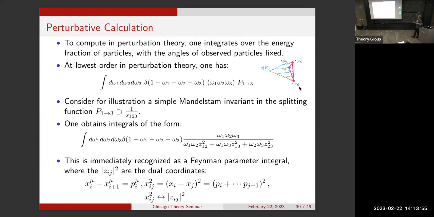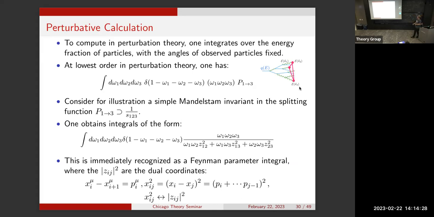If you think about what you're actually doing when you compute, for example, this three-point correlation function here, you imagine having some perturbative parton which splits into, in this case, three partons. You have some amplitude squared which describes that particular splitting, and you integrate over all energies up to conservation of energy. So you're integrating over the energies, but keeping the angles of the kinematics of the observed particles fixed.